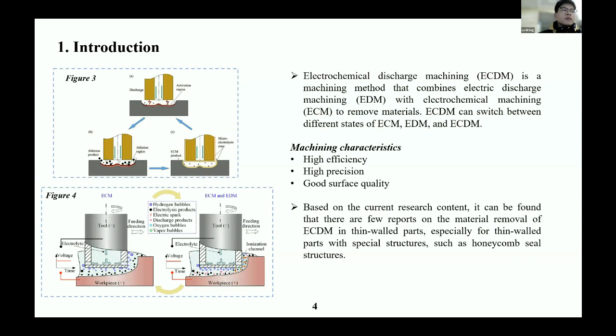In Figure 4, the initial machining stage is ECM, and there are many bubbles in the machining gap. The bubbles are the insulating medium that induce EDM. When the machining gap is smaller than the discharge gap, ECDM officially starts working. Therefore, ECDM has the advantages of high efficiency, high processing quality, and good surface quality.